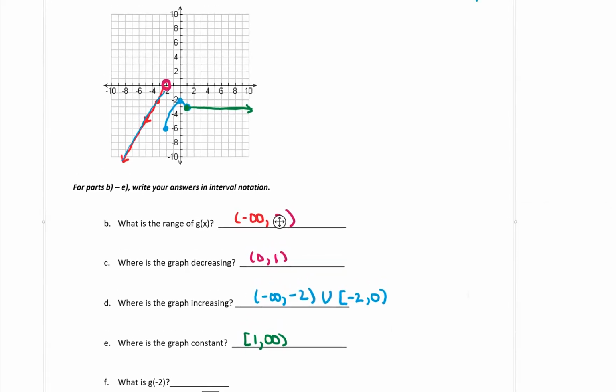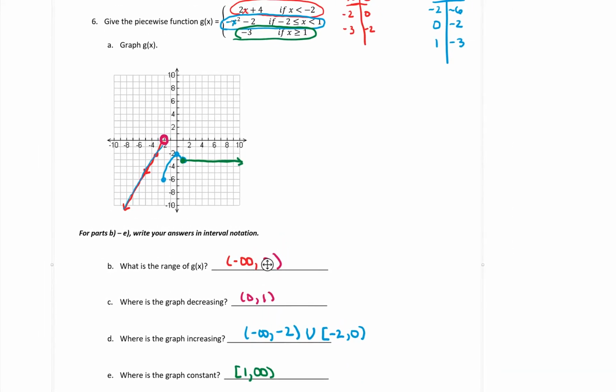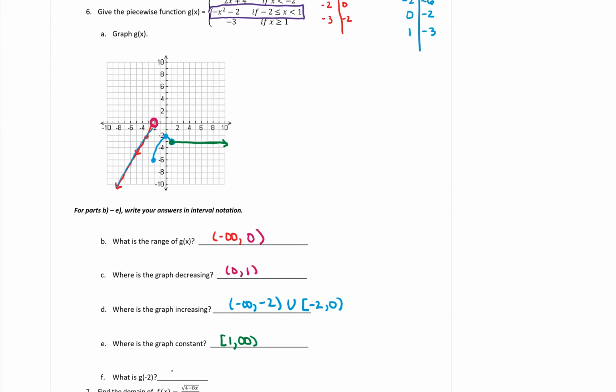Find g of -2. So g of -2, that's asking me when x is -2, what is my y value? Notice that x equals -2, that's where we're changing equations. And so we want to look at the equation that includes -2, and that's going to be the second equation. So if we square -2, that's 4 with a negative in front, that's -4 minus 2. And so that's going to give us back -6.